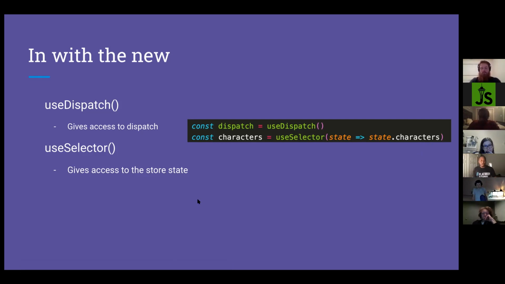But these 2 functions, use dispatch and use selector, or these 2 hooks, they just give us access to the state of the store and to the dispatch function. You need dispatch to change state. You need the selector hook to access that state.